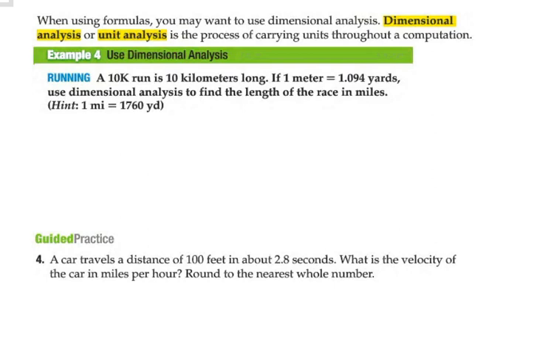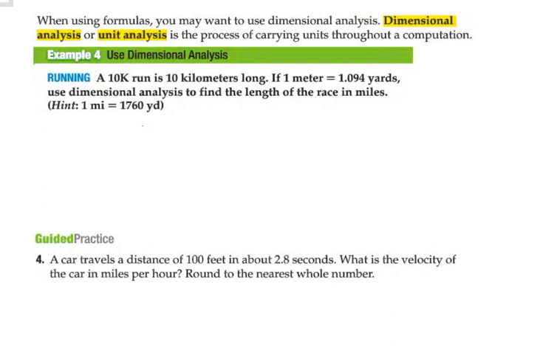So looking at the running, it says a 10K run is 10 kilometers long. If 1 meter equals 1.094 yards, use that dimensional analysis to find the length of the race in miles. Okay, so here we go. We are trying to get from kilometers down to miles.